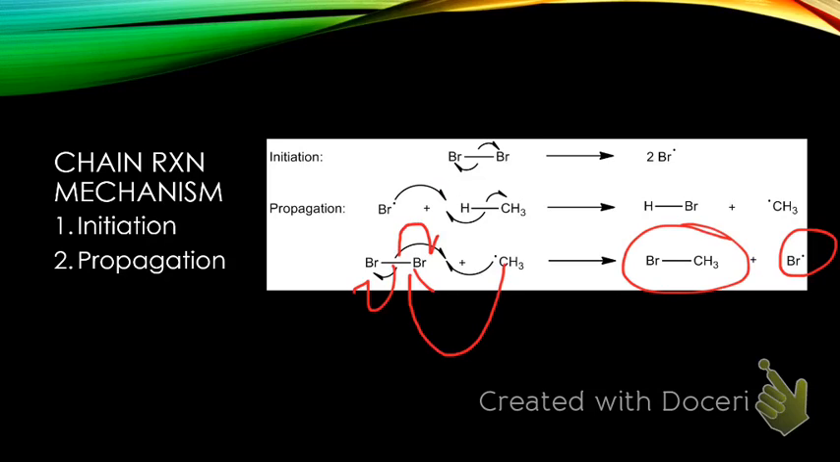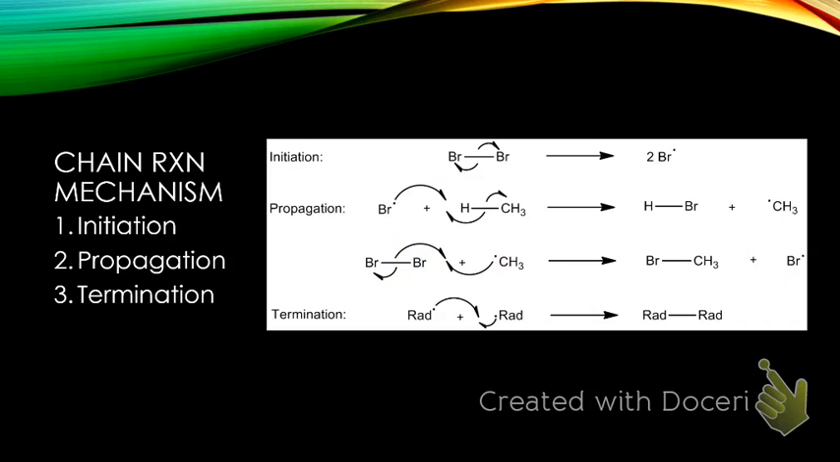This bromine radical can then repeat or propagate this reaction over and over and over again. Hence the reason why it's called the propagation step. That's going to continue, and that's why it's called a chain reaction, until you get to the third phase of this mechanism. That third phase is called termination.